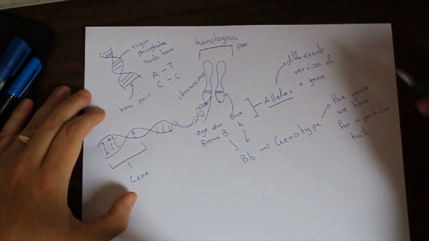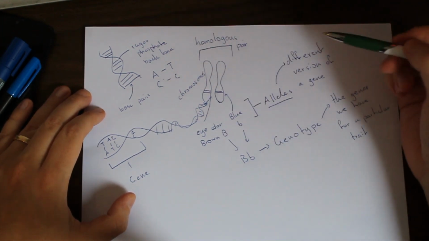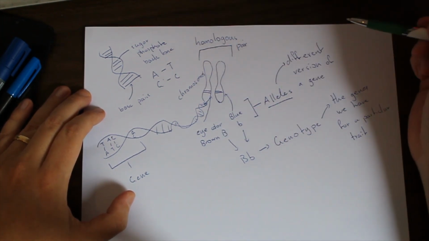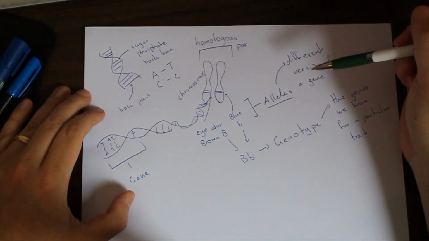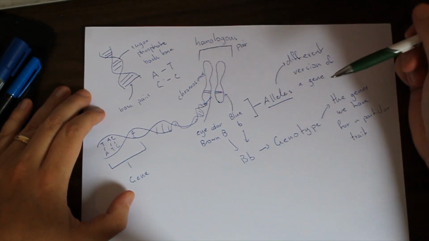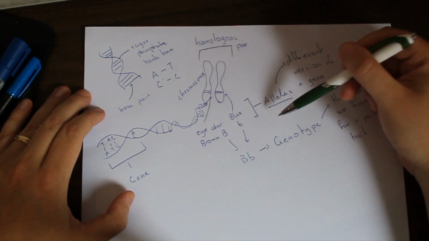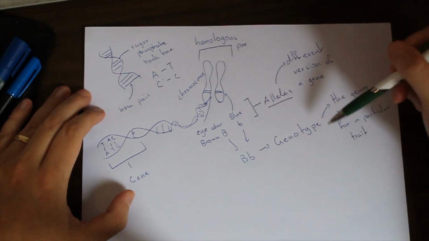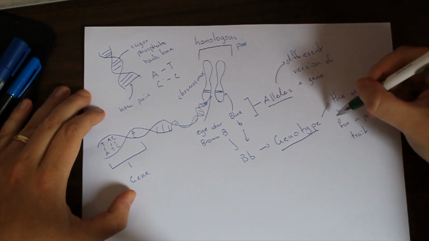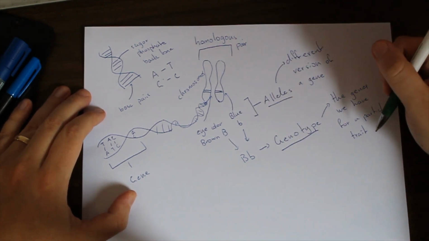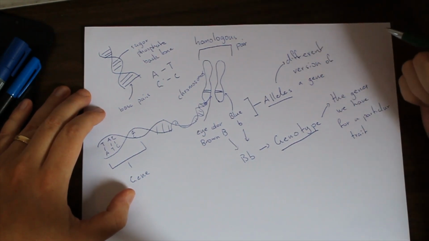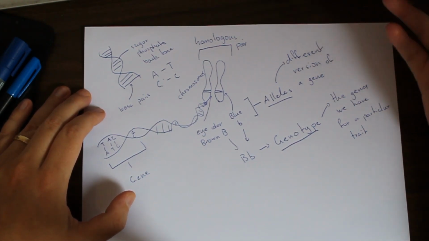So just to run through that again, we have our sections of DNA forming our chromosomes. They come in pairs, they correspond. We get different versions of the same gene. We call these alleles, and these alleles that we have for a particular trait form our genotype. What genes we have, the type of genes we have for a particular trait. So we've talked about DNA, gene, chromosome, allele, and genotype.